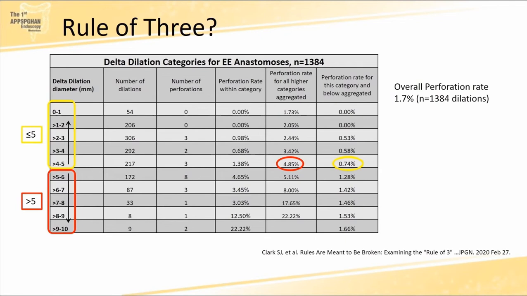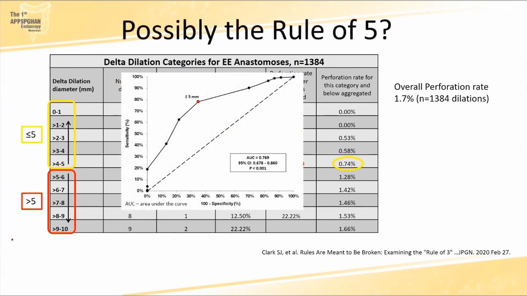We then did an ROC curve analysis using Youden's J-index to find the point where sensitivity and specificity were maximized, and we were able to determine that at less than or equal to 5 millimeters, change in balloon dilation size was the optimal cutoff point. So possibly, instead of the rule of 3, we may have the rule of 5.